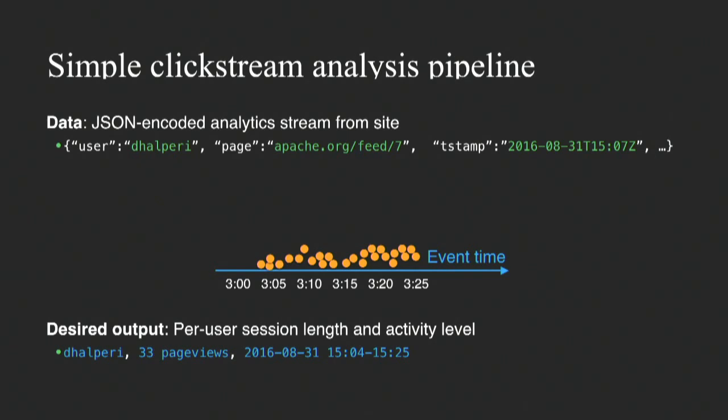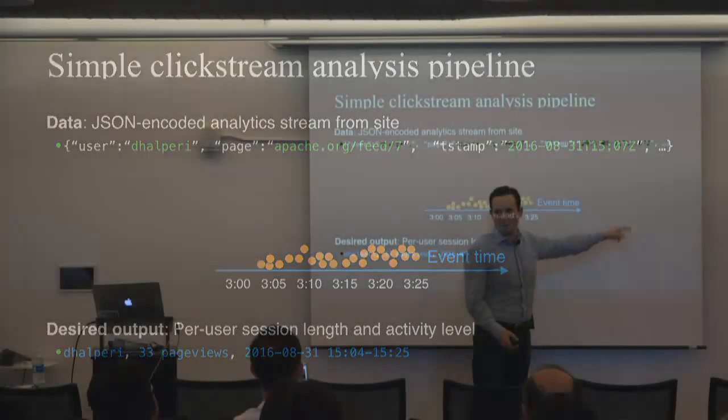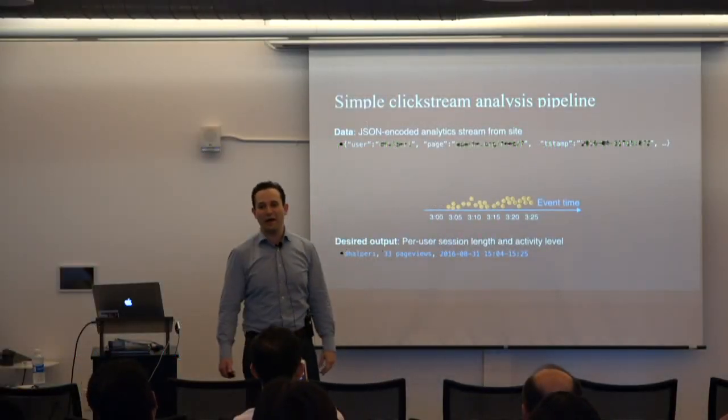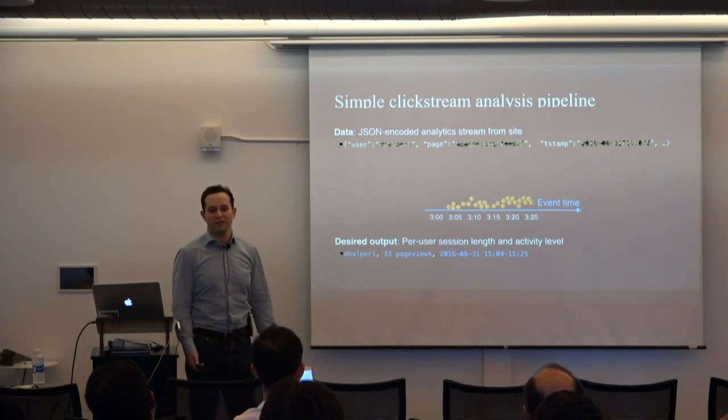What do I want to do with this data? I want to calculate per user session length and activity level. So what do I mean by sessions? I mean a consolidated group of activity. Assume that this line represents one specific user. The user is doing nothing, and then there was a burst of activity. The user did something from, say, 3 to 3:25, and then the user went idle. This is a session. Maybe sometime down here, the user will start visiting my website again. Well, then that would be a second session for that user.